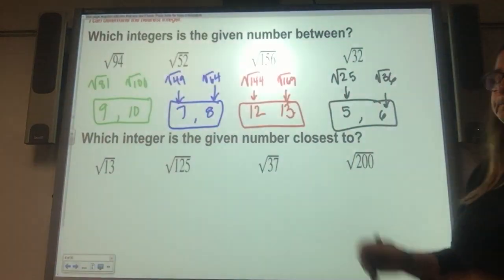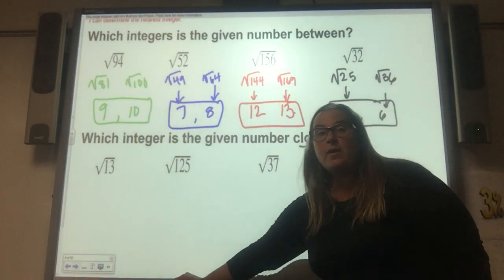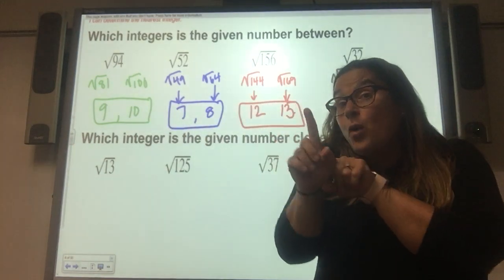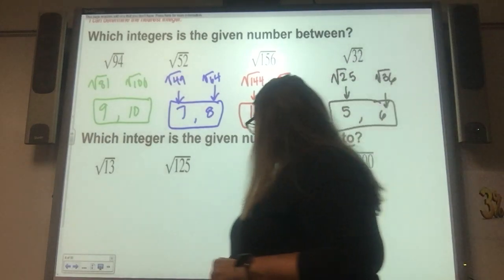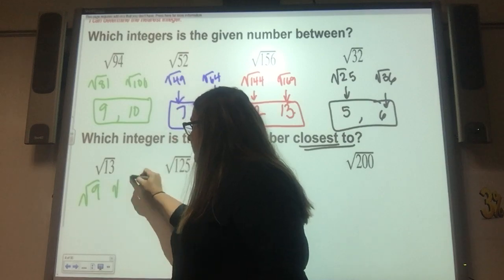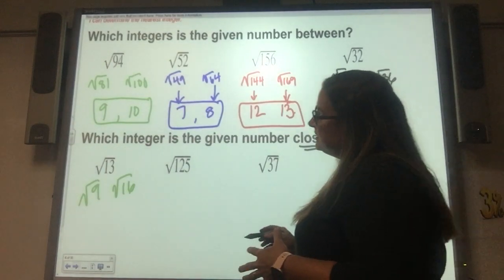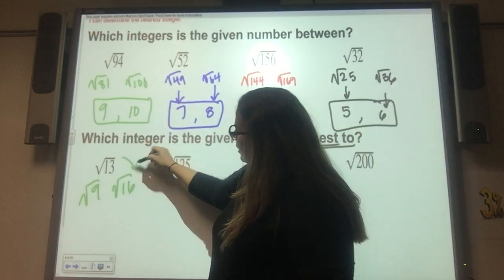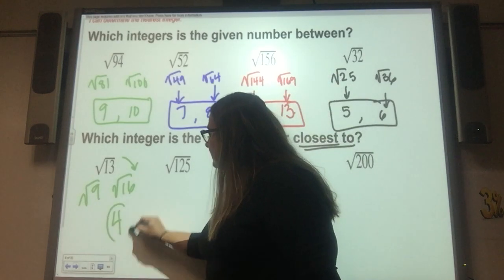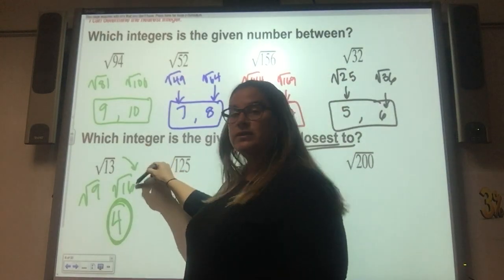All right? Now, which integer is it closest to? So what we want to know is which integer it is closest to. So we only want one answer, just one. So the square root of 13 is between the square root of 9 and the square root of 16. I'm going to look at this and say, you know what, 13 is closer to 16 than it is to 9. So the integer it is closest to is 4, because 13 is closest to 16.